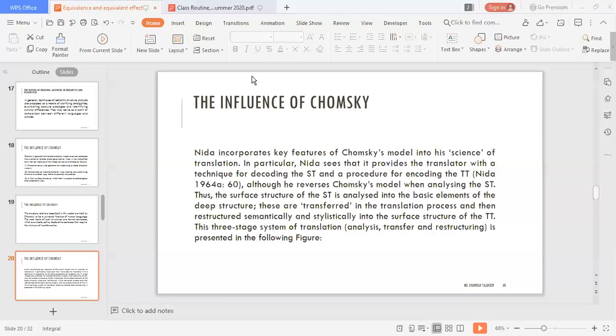I will transfer all those ideas into the target text. It says that we are structured semantically and stylistically. So I will analyze the source text first, semantically and stylistically analyze the surface structure, then I will transform it and transmit it into the target text, or the source text's style.